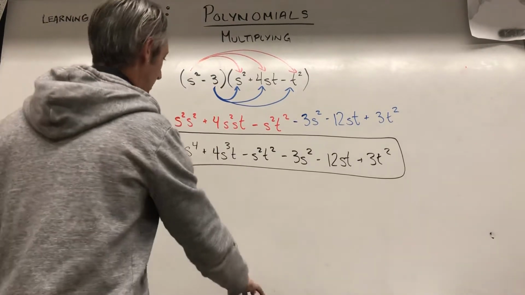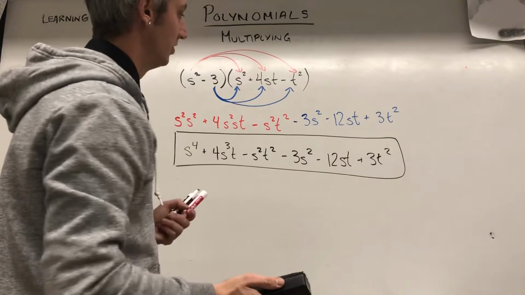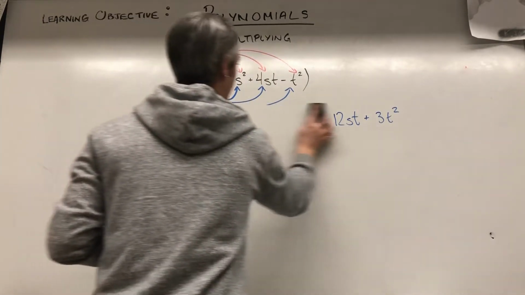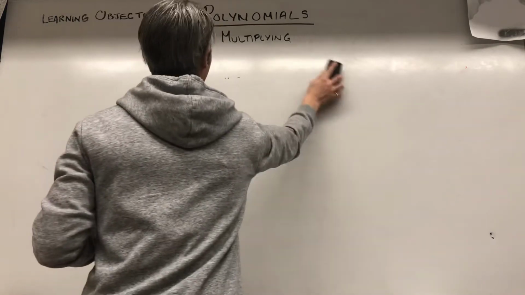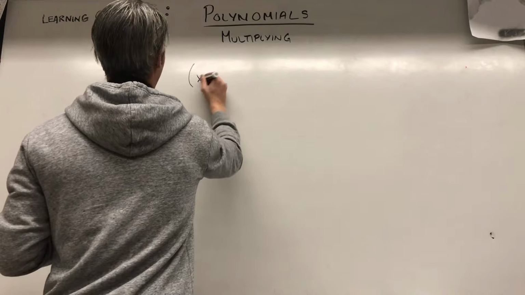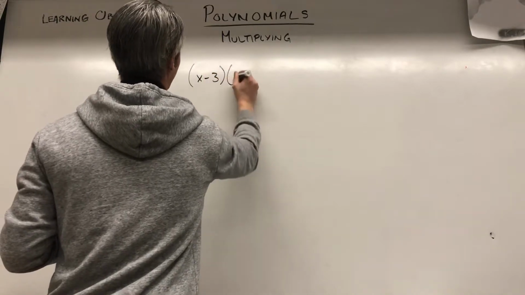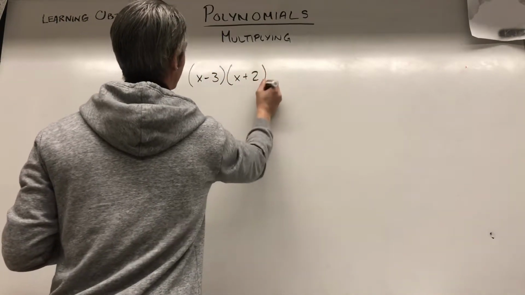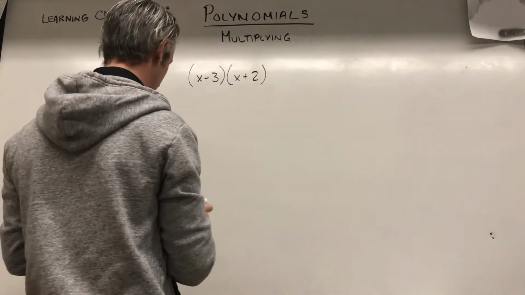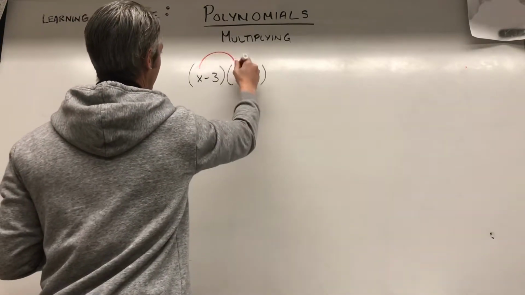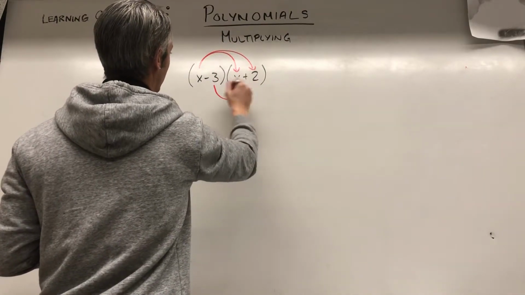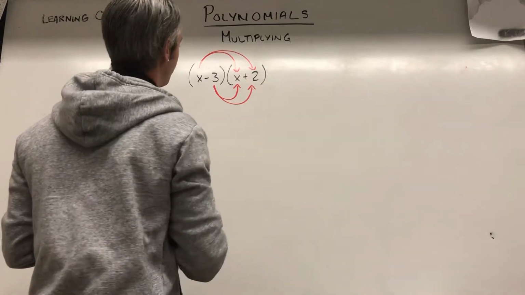Let's do a couple binomials multiplying each other, a couple more, because we'll end up seeing those quite a bit. So let's say I had x minus 3 times x plus 2. Okay? If I multiply these out, I'll start with the x here. It's going to multiply here, and then multiply here. And this 3 is going to multiply here, and multiply here.